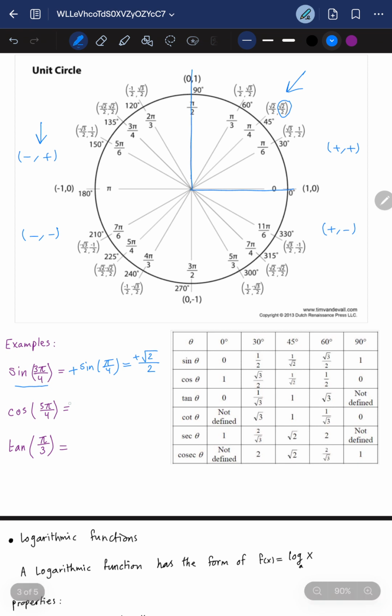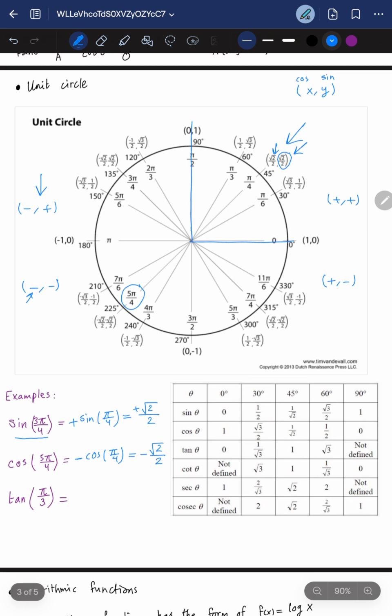Similarly, cosine, we know that the reference angle for 5 pi over 4 is just pi over 4. But is it positive or negative? Once again, 5 pi over 4 is in the third quadrant, and since cosine, which is the x-coordinate, is negative, this is going to be negative. You go to the point of pi over 4, you take the x-coordinate, so this is just negative radical 2 over 2.